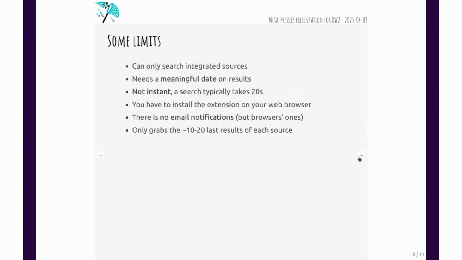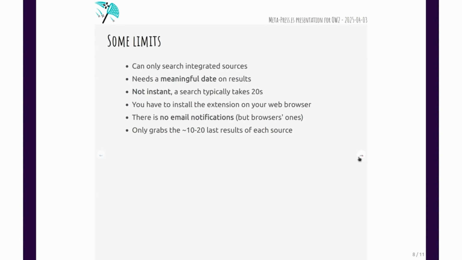Okay, the tool has some limits. We have to work 1 hour on each source to create a new source and to instruct Meta-Press how to extract the results from this new source. If we don't have the dates on the search page of the source, we can't process them. It's the case for France TV Info, for instance, one big French source. There are no dates on results.